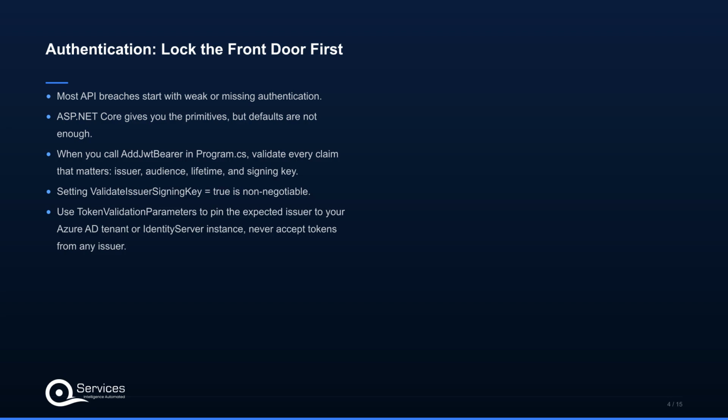Setting is non-negotiable. Use it to pin the expected issuer to your Azure AD tenant or identity server instance. Never accept tokens from any issuer. Rolling your own token system is one of the fastest ways to introduce vulnerabilities. Microsoft Entra ID handles token issuance, rotation, and revocation properly.